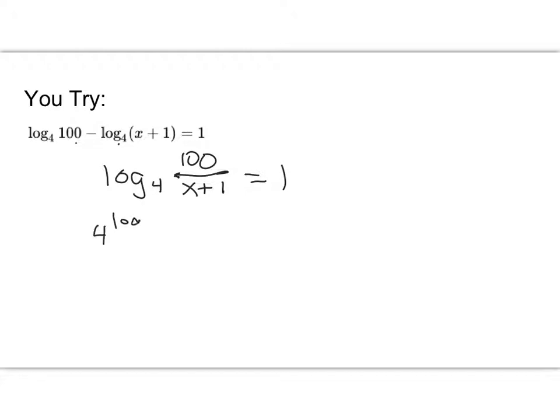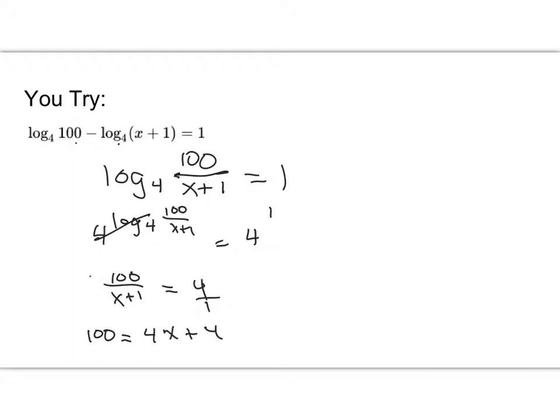So 4 to the log base 4 of 100 over x plus 1 is equal to 4 to the first power. This is 1, so I'm left with 100 over x plus 1 equals 4. Okay, and now this is a ratio, right, 4 over 1. I can go ahead and cross multiply, and I get 100 is equal to 4x plus 4. And solving that, I get 96 equals 4x. So x in this case is equal to 24.